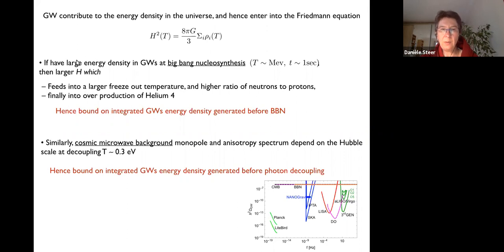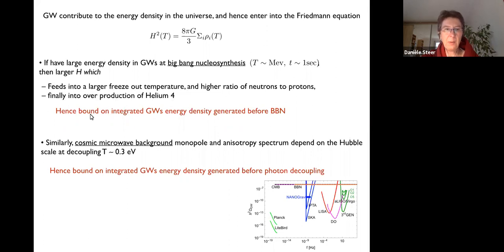So that puts constraints on them, because if you modify too much the evolution of the universe, then you're going to modify, for example, Big Bang nucleosynthesis. If you have a too high Hubble factor, then that feeds into a larger freeze-out temperature, and it leads into all sorts of problems and overproduction of helium-4.